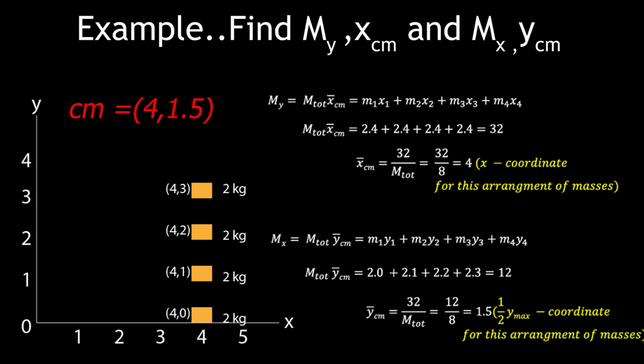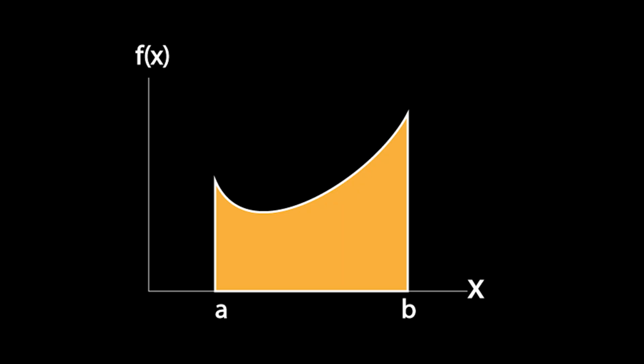X is equal to 4 is obvious, because all the masses are at the x equals 4 coordinate. But when it comes to the centre of mass for the y coordinate, well, that's not 0, that's not 1, that's not 2, and that's not 3. No, it's exactly half of 3, 1.5, half of the maximum value. And this is the centre of mass of that symmetrical column of masses. Bear that in mind when we do the next part.